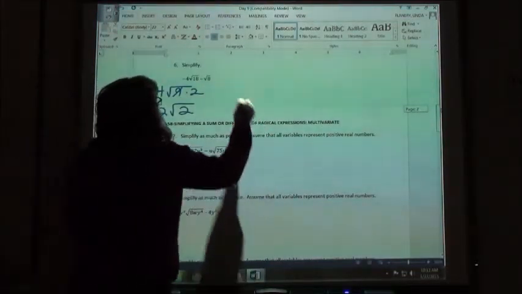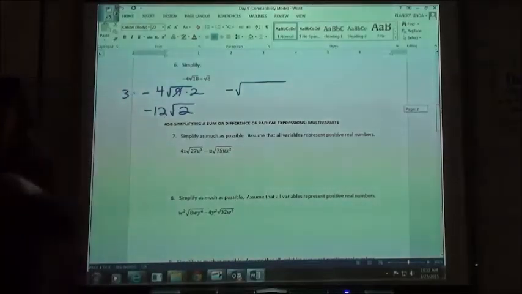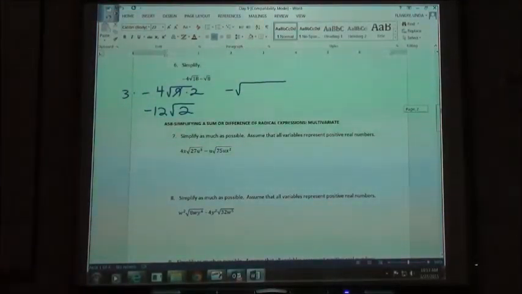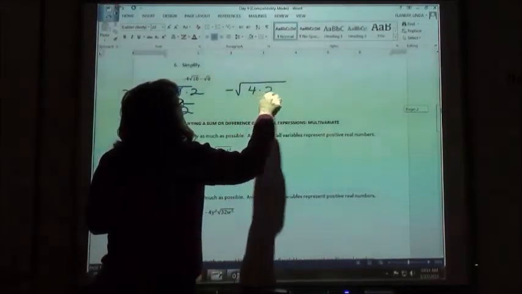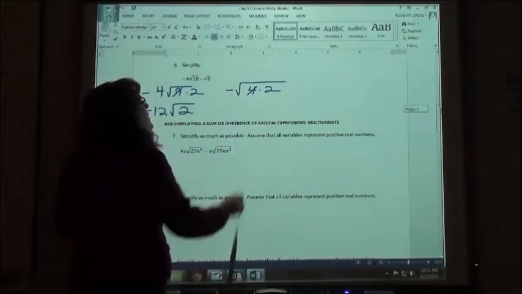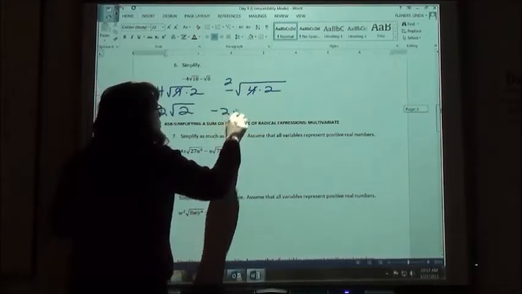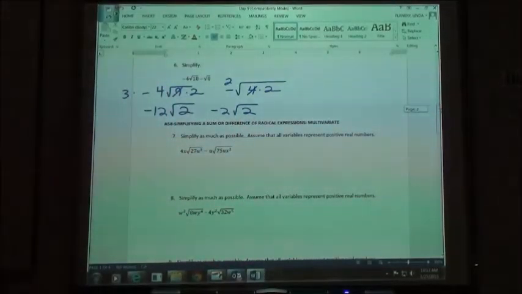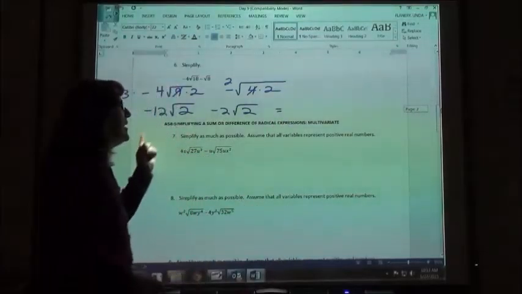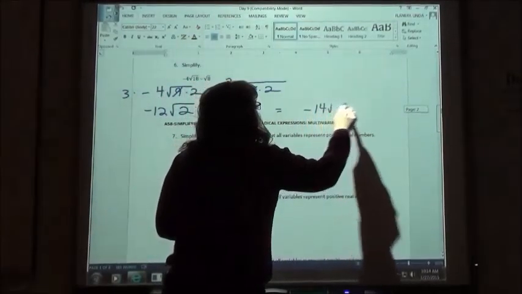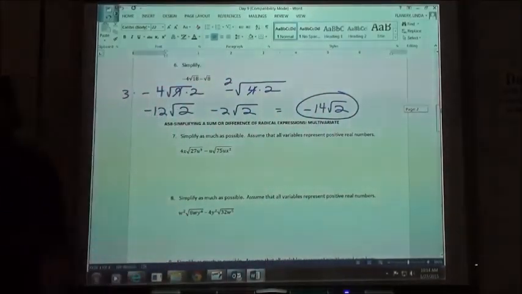Then I have that minus square root of 8. 8 is not a perfect square, but I can factor it: 4 times 2. The square root of 4 is 2, and so I'm going to have minus 2 square root of 2. That minus sign is like a negative 1. Negative 1 times 2 is negative 2. So now I have negative 12 square root of 2 minus 2 square root of 2. They are like terms. Going to go ahead and combine those, and I would get negative 14 square root of 2. Add and keep that sign, right?